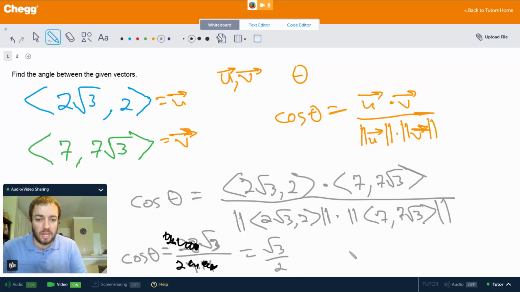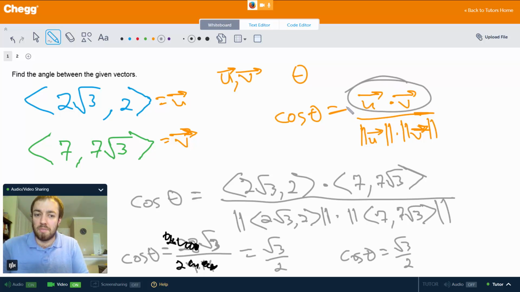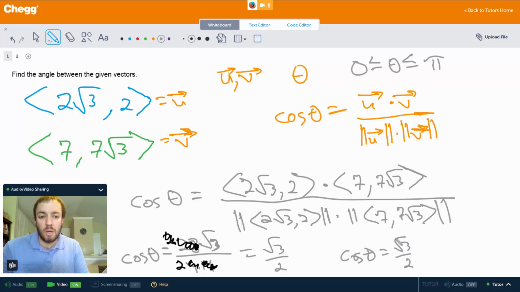Okay, and if cosine of theta is root 3 over 2, by convention, when we talk about the angles between two vectors u and v, we want theta to be between 0 and pi. So 0 should be less than or equal to theta less than or equal to pi. So what theta between 0 and pi gives me cosine of theta equals root 3 over 2? Well, if we think back to trig, and our unit circle specifically, then we know that theta is going to have to be pi over 6, or 30 degrees.